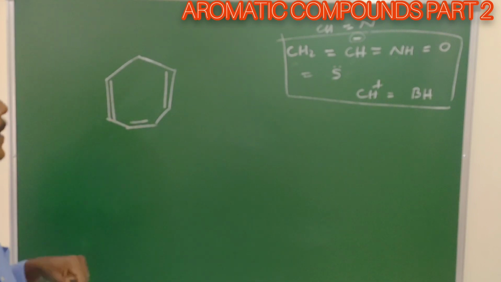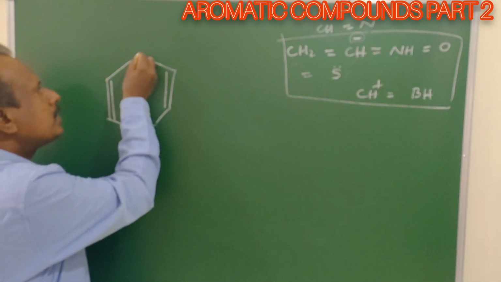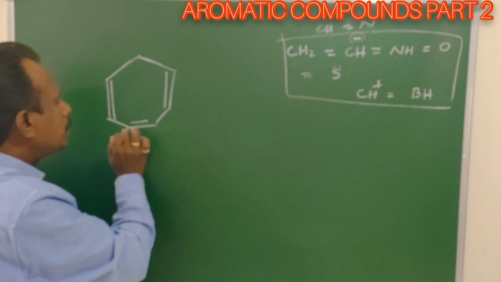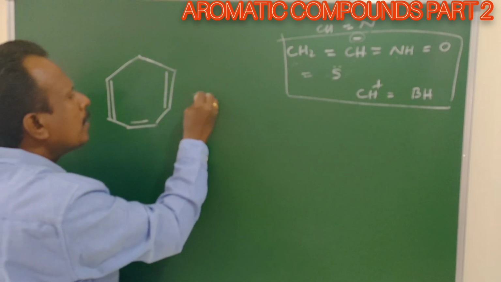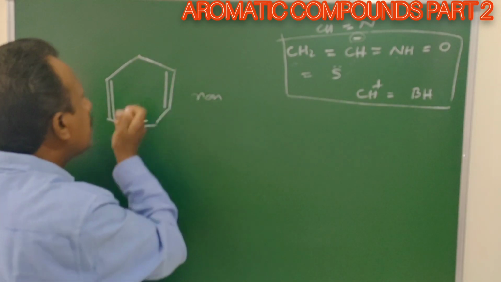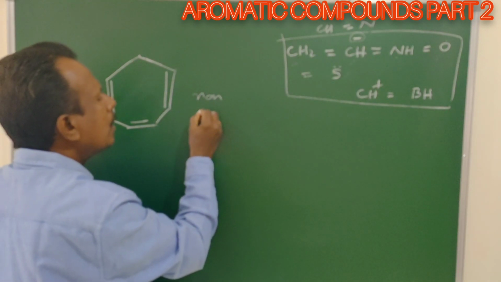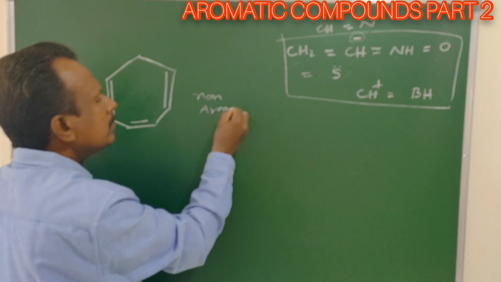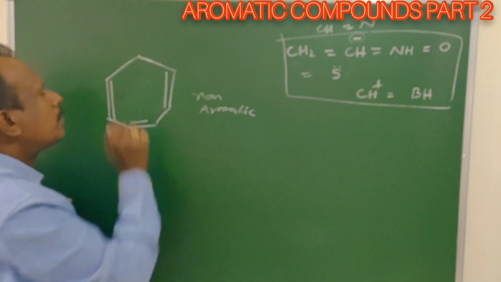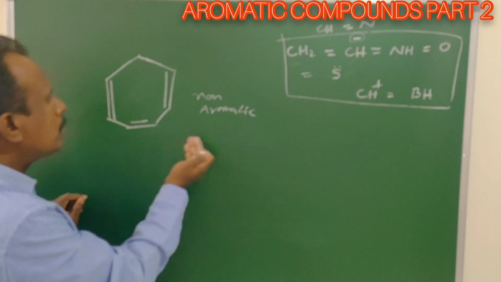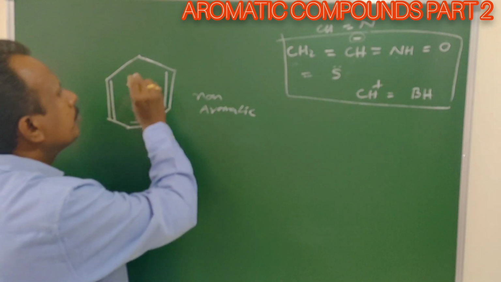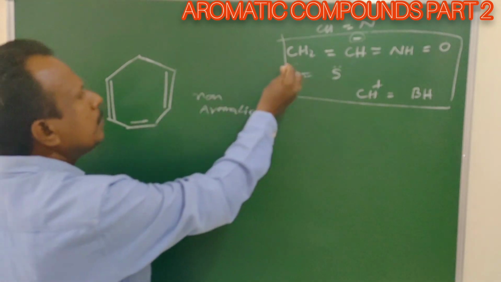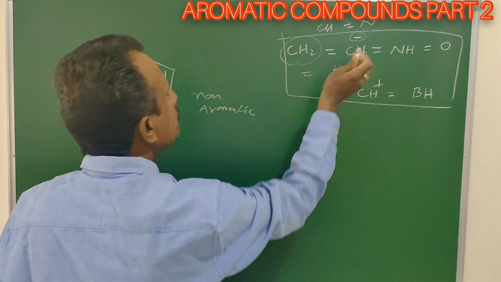This is a 7-membered ring. Here it is an sp3 carbon. All these are sp2 carbons. So it is non-aromatic, non-planar, non-aromatic, because it is an sp3 carbon, non-planar, so non-aromatic. Next one, here CH minus, in place of CH2, CH minus.